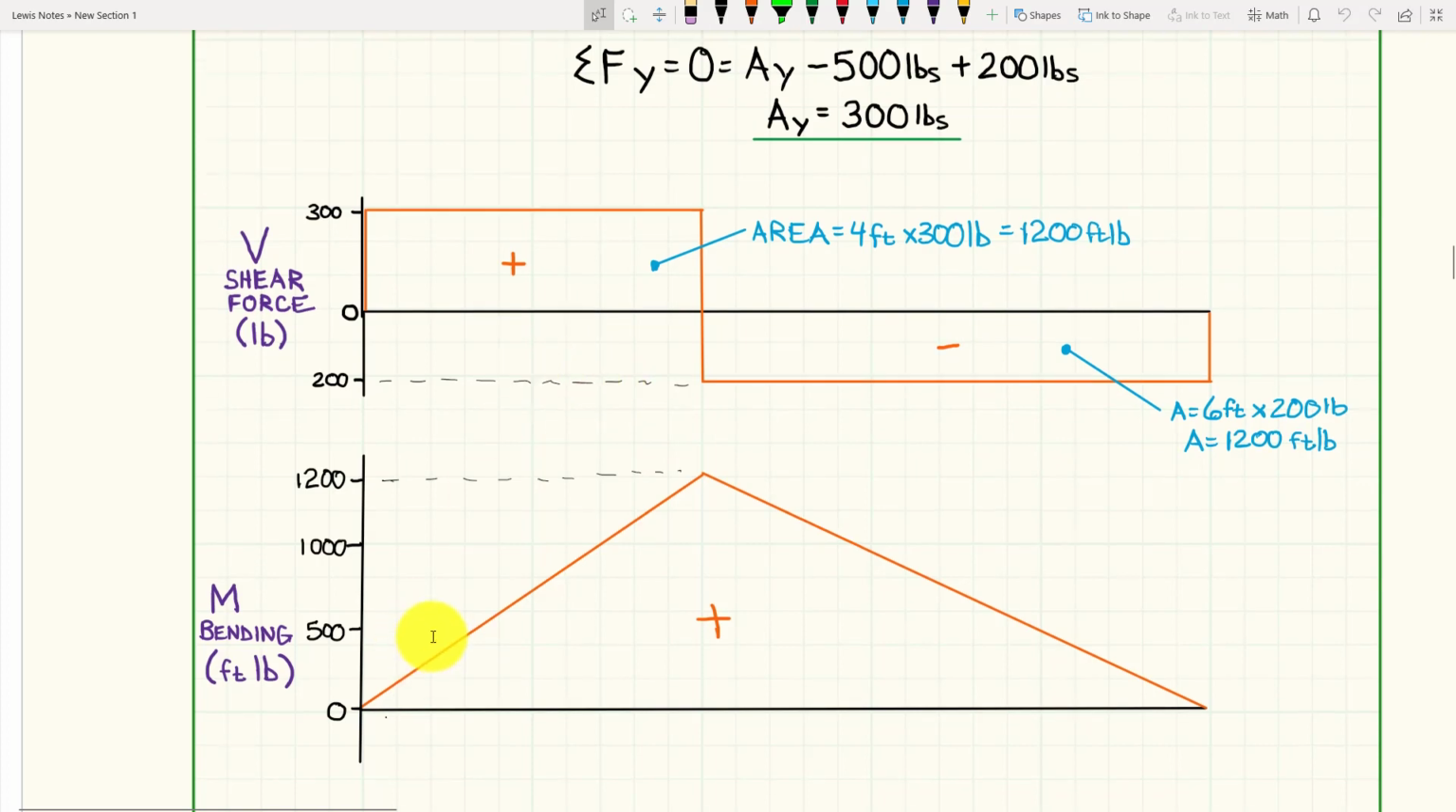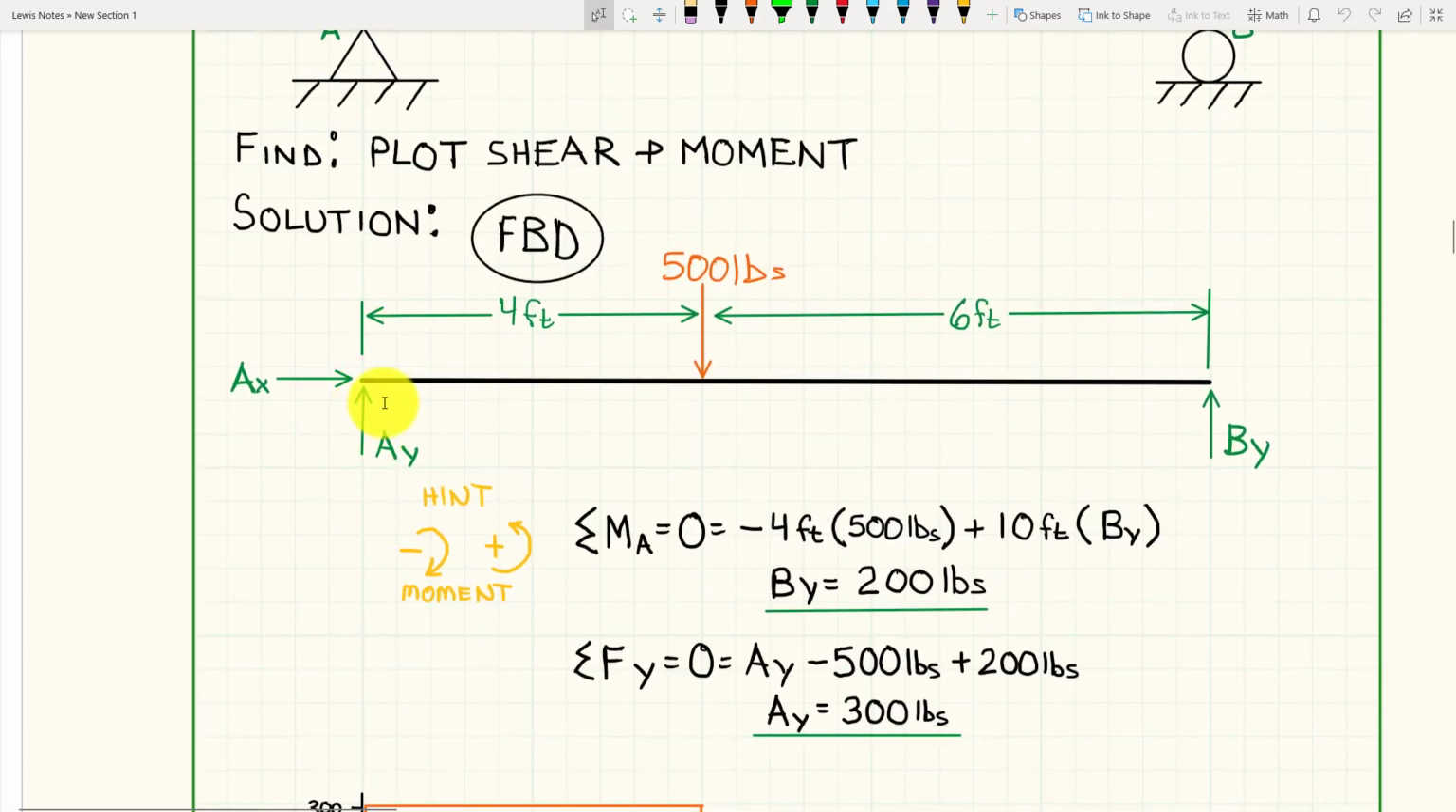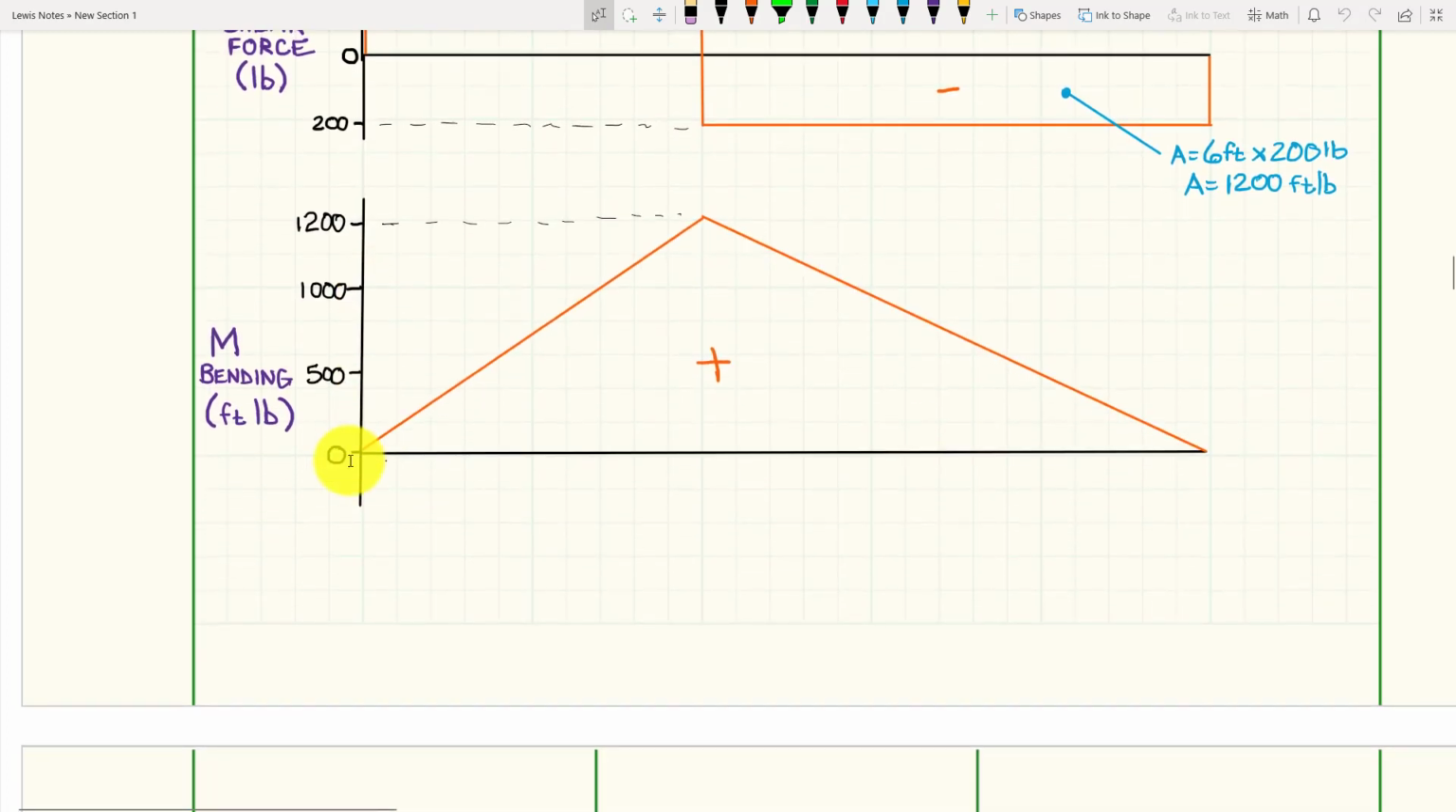Now let's go look at this thing. I'm going to look at this diagram. There are no moments about A or B. If I'm doing a counter-levered beam, I will have a moment. So you need to apply that moment at the counter-levered to that diagram.